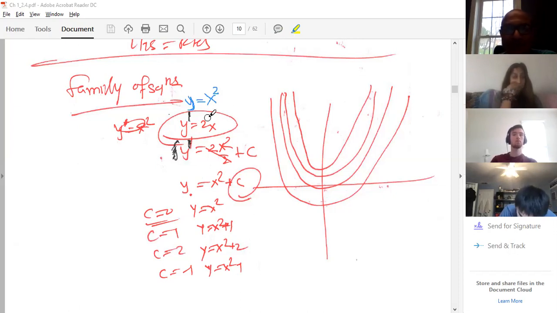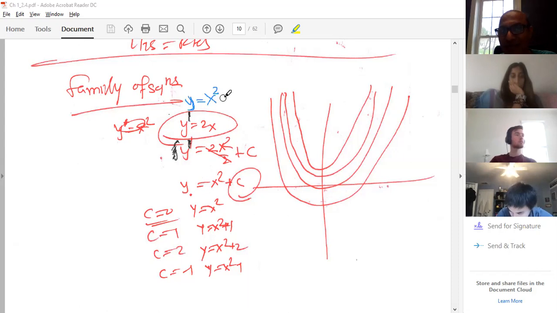So y dash equal to 2x. Derivative. If I want to remove this derivative, I have to go for integration, the antiderivative, because integration and derivative are the reverse process of each other. Antiderivative cancels derivative, and that's why it is called antiderivative. So the integration of 2x is x square by 2, times 2, the 2 will get cancelled out, plus c. So we are getting y equal to x square plus c.